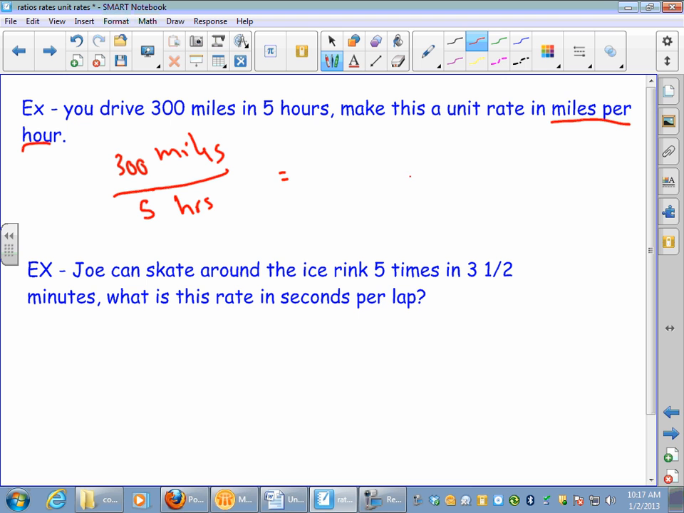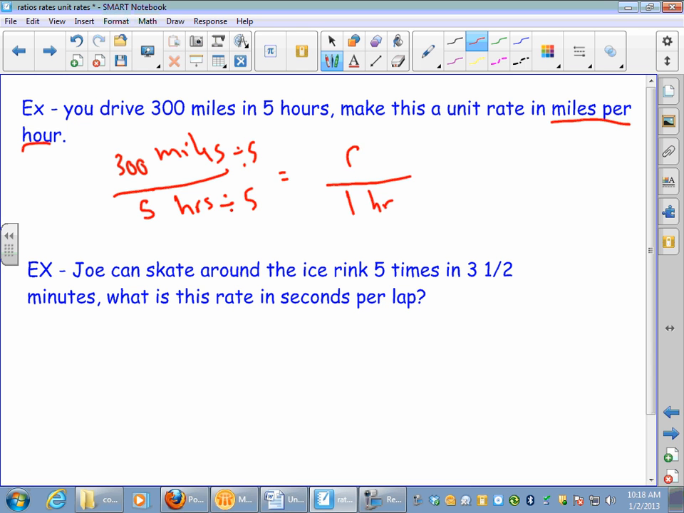So the definition of a unit rate was a rate where the denominator is 1. So I'd have to ask now, well, how do I get to have a denominator of 1? Well, the easy thing to do is just divide by whatever this denominator is. If I do 5 divided by 5, that's 1. But when I have a fraction, if I do something to the bottom, I also have to do it on top. So I divide by 5 on bottom, I divide by 5 on top.